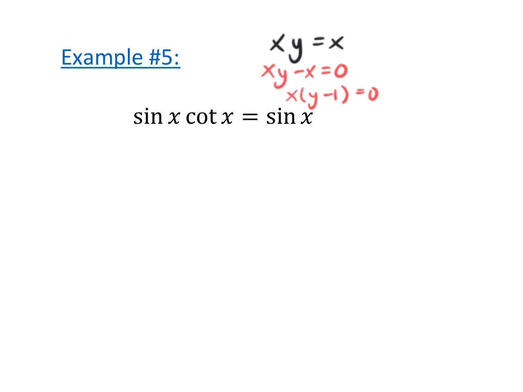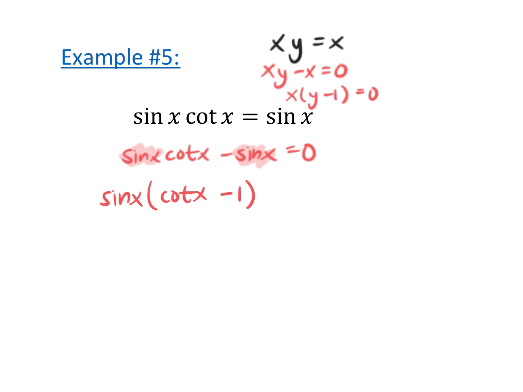Same thing if you wanted to like rewrite cotangent as cosine over sine. If I wrote sine of x times cosine of x over sine of x, I cannot just cross those things out, okay? We have to move this over, get it equal to 0, and then factor. Okay, so I'm going to move this sine of x from the right side over to the left. And then now this is equal to 0. I can take the sine of x out from both of these. Factor it out. When I factor out the sine of x, you'll be left with cotangent of x minus 1.